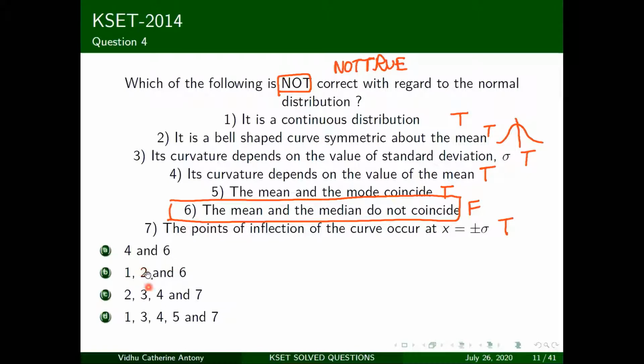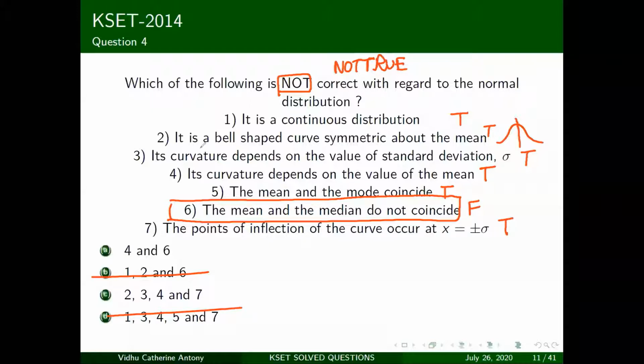Okay, so if you look at this, the quick way to do this problem is, it is a continuous distribution, you know that. Okay, and they've said which is not true, but you know this is true. So whenever you have one, you eliminate those two options.